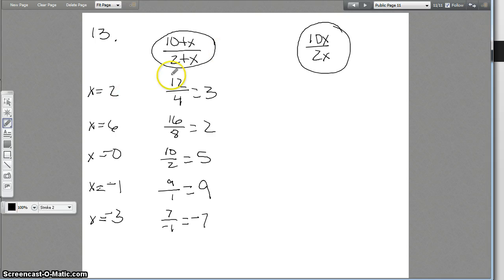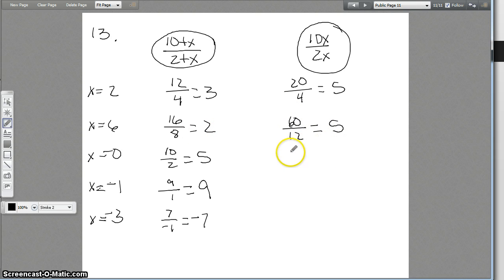So when x equals 2, 10x is going to be 20 because 10 times 2 is 20. And 2 times 2 is 4. So 20 divided by 4 is 5. Notice we do not get the same answer. Okay, when x equals 6, 10 times 6 is 60. 2 times 6 is 12. 60 divided by 12 is 5. Again, not the same answer as our other expression.